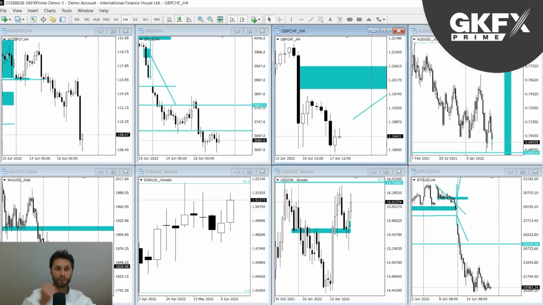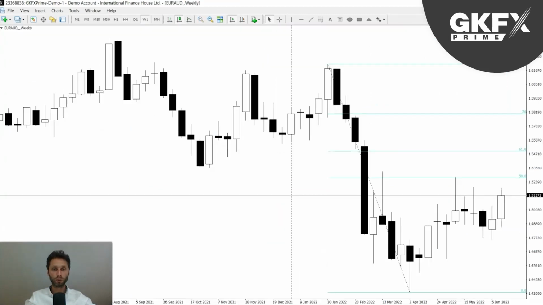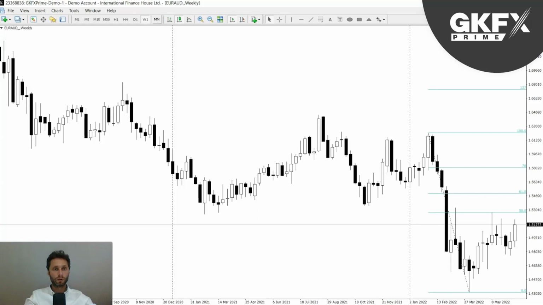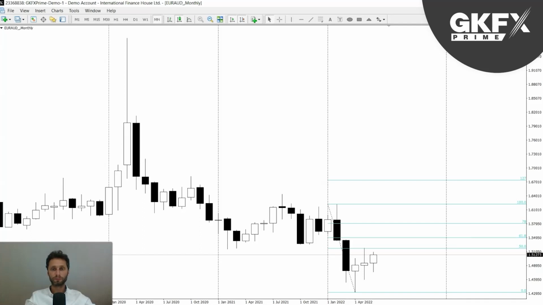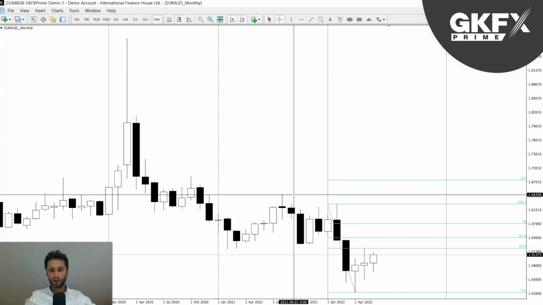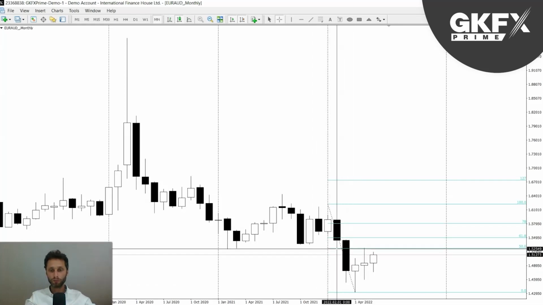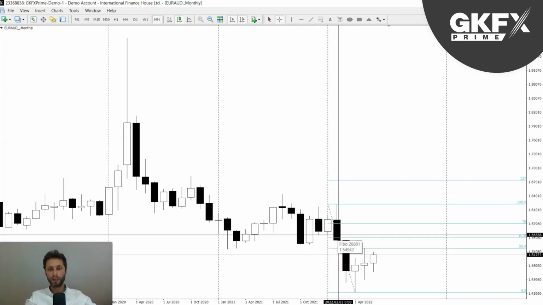Okay, now I'm going to go to Euro Aussie. Let's have a look on the Euro Aussie. I'm going to go to the monthly time frame just to look at a bigger picture for a moment. I'll show you why I'm looking at this. So we've got this move down that happened recently this year from the beginning of February.